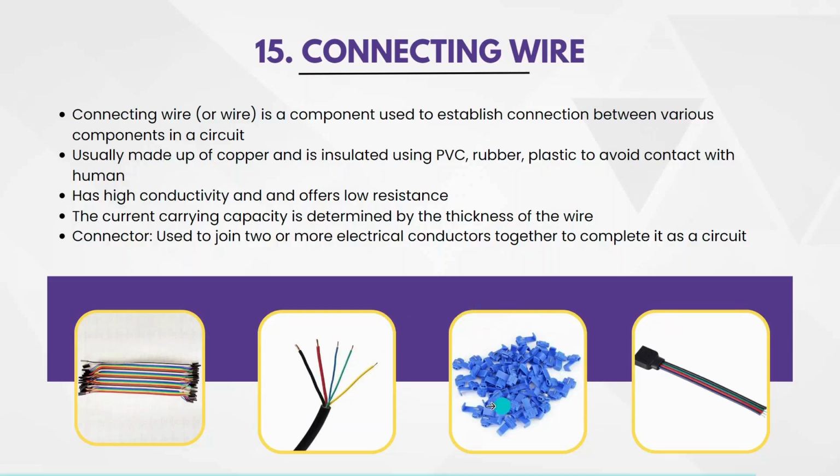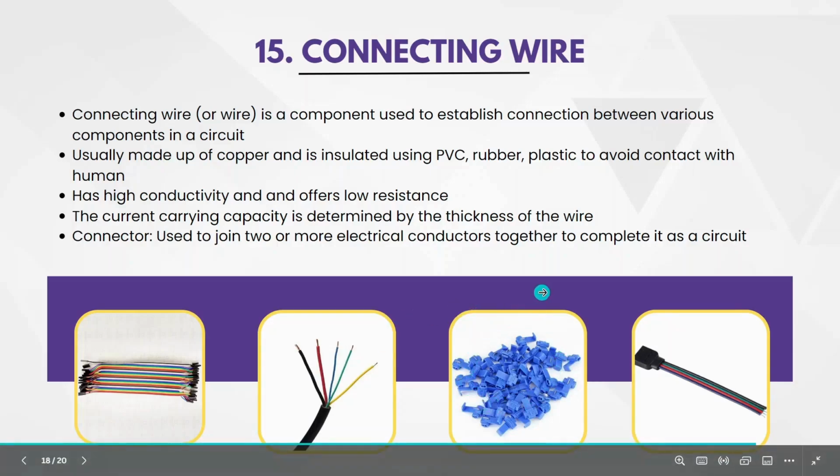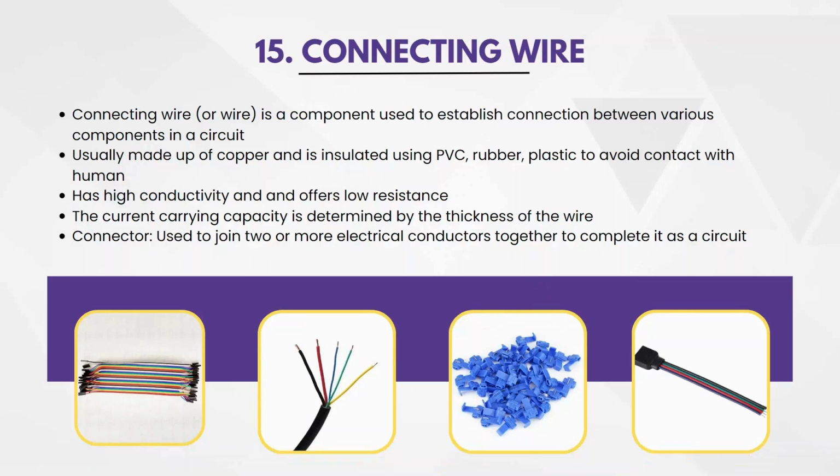What you can see in this third image is the connector. So I can connect the wires to these connectors like this image. It is basically just used to join two different conductors and it will complete the circuit. So to make the process simpler, we use connectors.